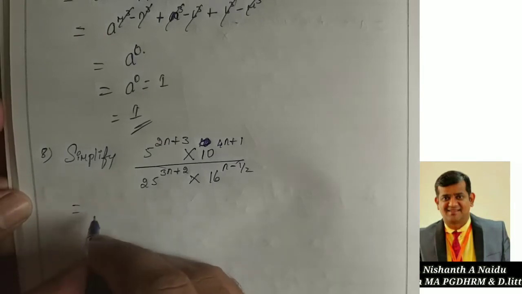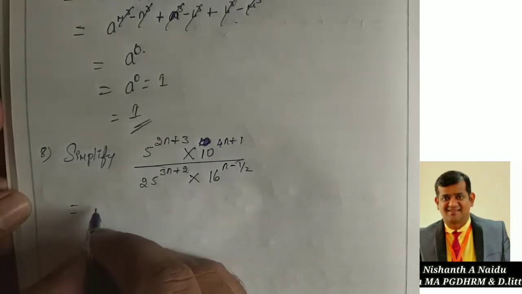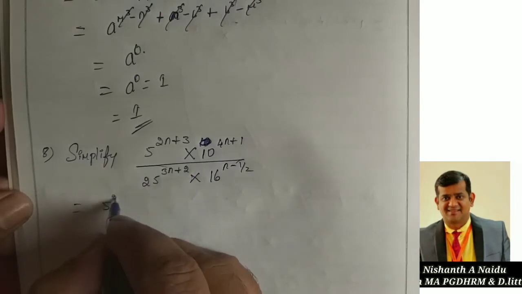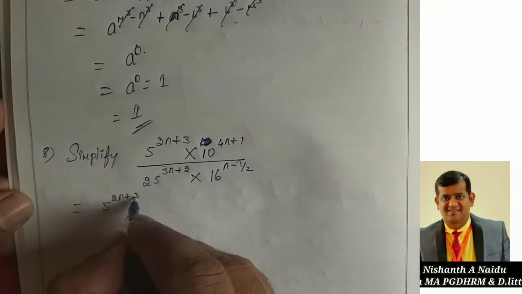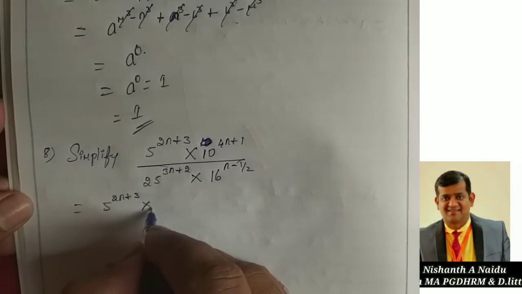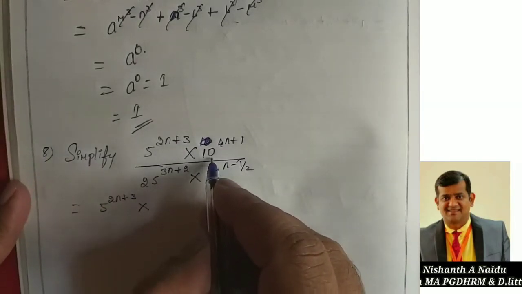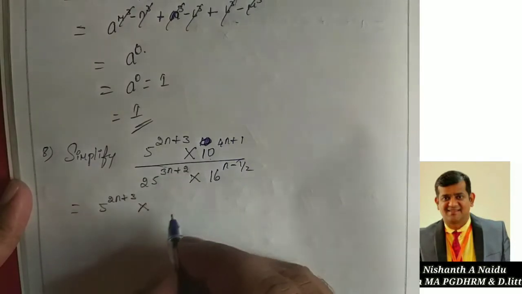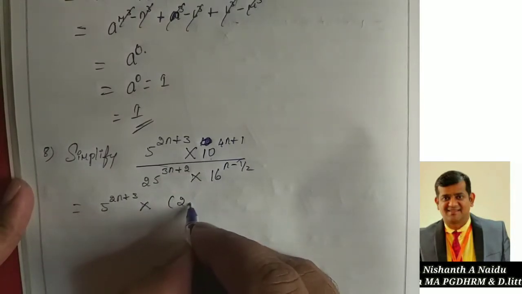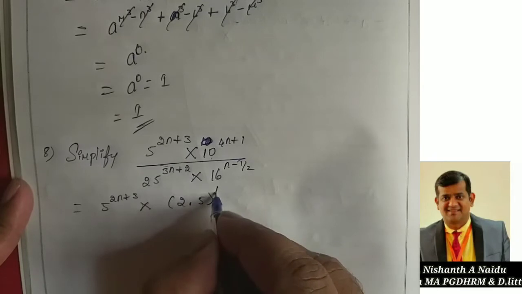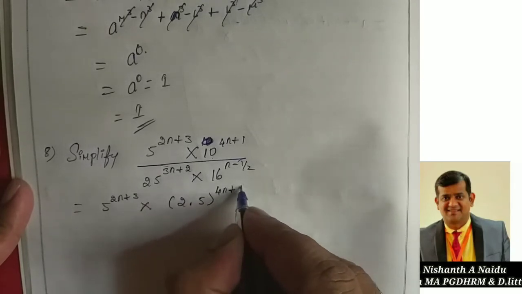So let us convert those things. So 5 to the power 2n plus 3 into, so if I wanted to get 2, how many times I have to multiply? 2 5s are 10, correct? So 2 into 5 to the power 4n plus 1.